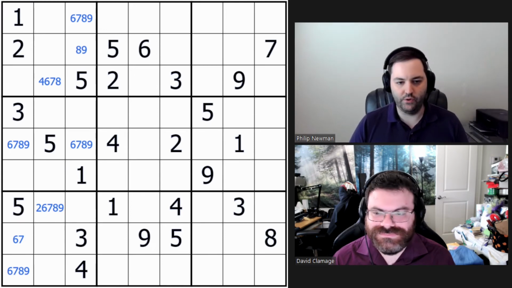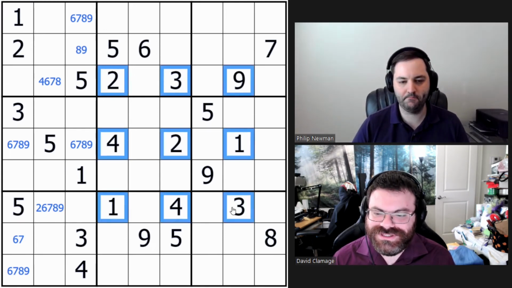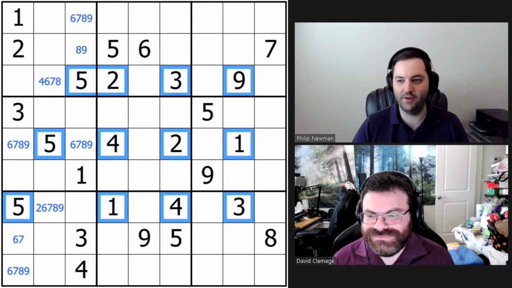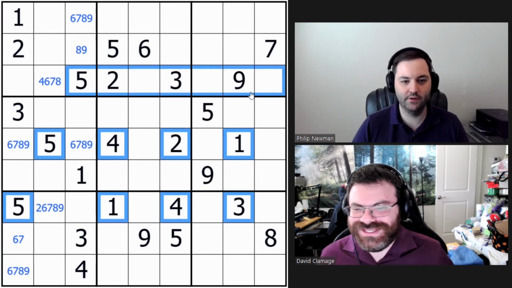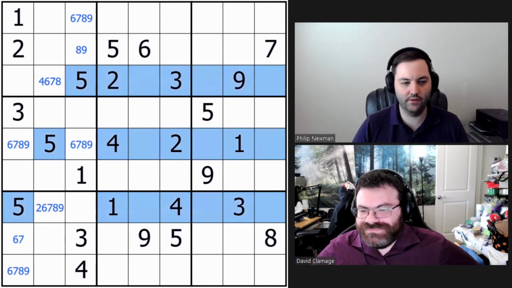Okay, so let's see how this works. We've got our 3x3 pattern again. Oh, yeah, there it is. There it is right there. And we've got this very suspicious alignment of 5s. It's almost like somebody put those there on purpose. Yeah. All right, so let's highlight this blue.